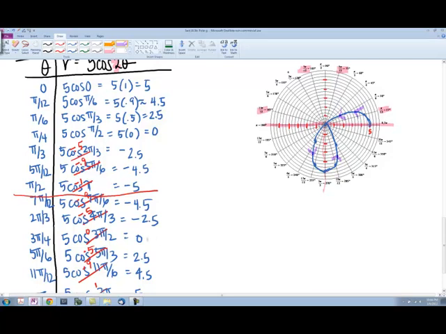So we're at the pole, and what happens now? At 5 pi over 6, we get 2.5. So 5 pi over 6, now it's a positive value. So notice our graph is turning around and coming back this way. Then at 11 pi over 12, it's 4.5. And then 5. Can you tell what kind of graph this is? This is going to be a rose curve with 4 petals.